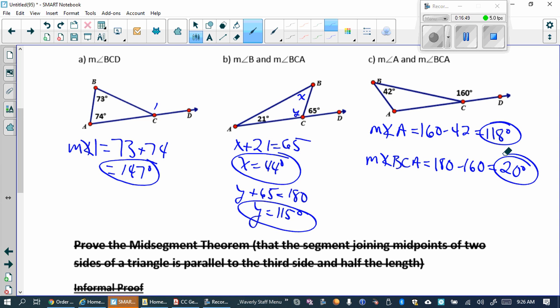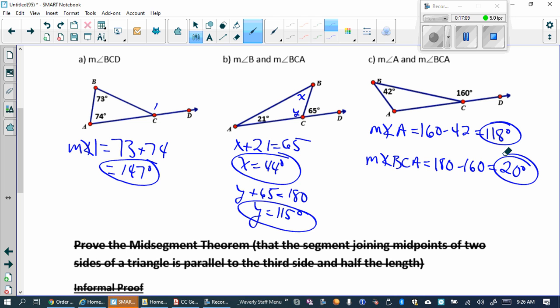Okay, here we go. So we've proven some things about isosceles triangles, right? And we've proven some stuff about exterior angles. So all this stuff, you've got to keep it in your memory banks. It's going to be useful to us.